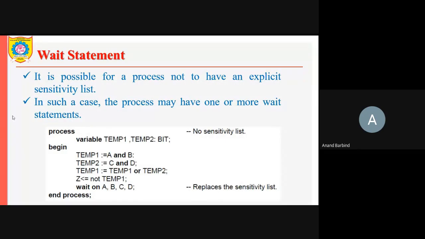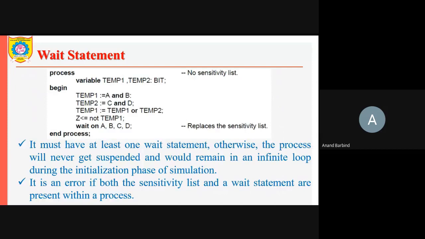Now this is another example of the process. It is possible for a process not to have an explicit sensitivity list. Usually, after the process we specify the sensitivity list, but here we have not specified any sensitivity list. Instead of a sensitivity list, we have used this particular wait on A B C D.